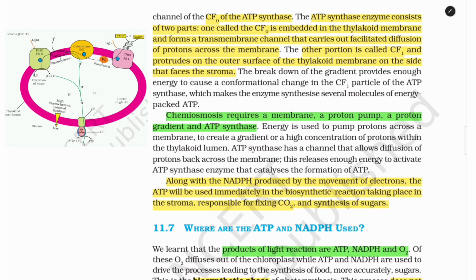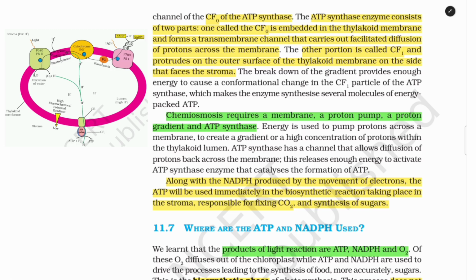The ATP synthase enzyme consists of two parts. One called the CF0 is embedded in the thylakoid membrane and forms a transmembrane channel that carries out facilitated diffusion of protons across the membrane. The other portion is called the CF1 and protrudes on the outer surface of the thylakoid membrane on the side that faces the stroma. The breakdown of the gradient provides enough energy to cause a conformational change in the CF1 particle of the ATP synthase, which makes the enzyme synthesize several molecules of energy-packed ATP.